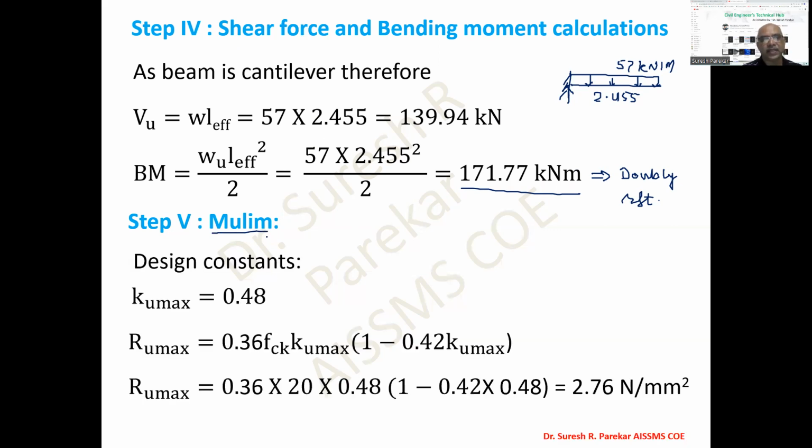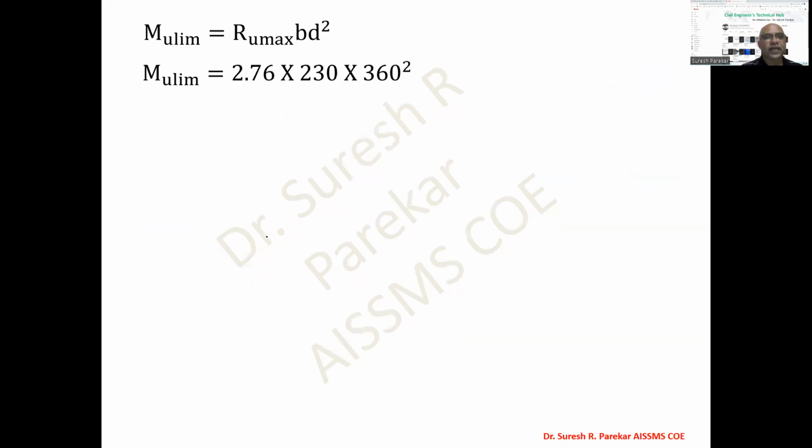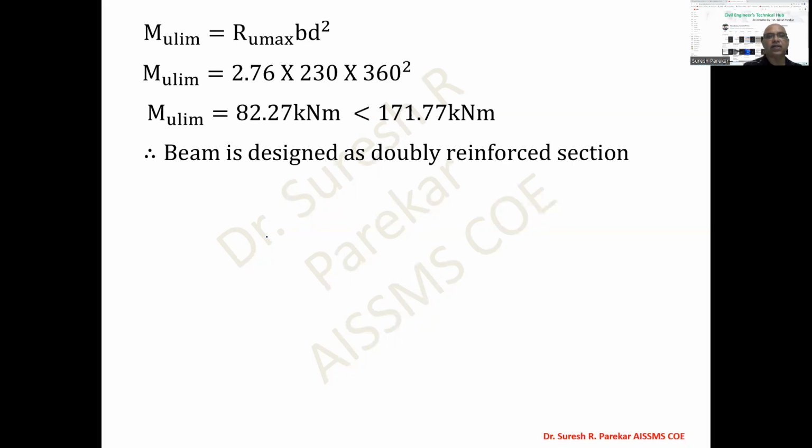So these are design constants, and Ru max we will have 2.76. Knowing this value, we can find Mu limit, and we will get Mu limit as 2.76 bd square, which will be 82.27 kilonewton meter, which is less than 171.77 kilonewton meter. And as it is less than Mu, we have to design this beam as a doubly reinforced section. Therefore, I have not taken this check for depth from bending moment, because that will not be satisfied, and then we have to go for a doubly reinforced section.